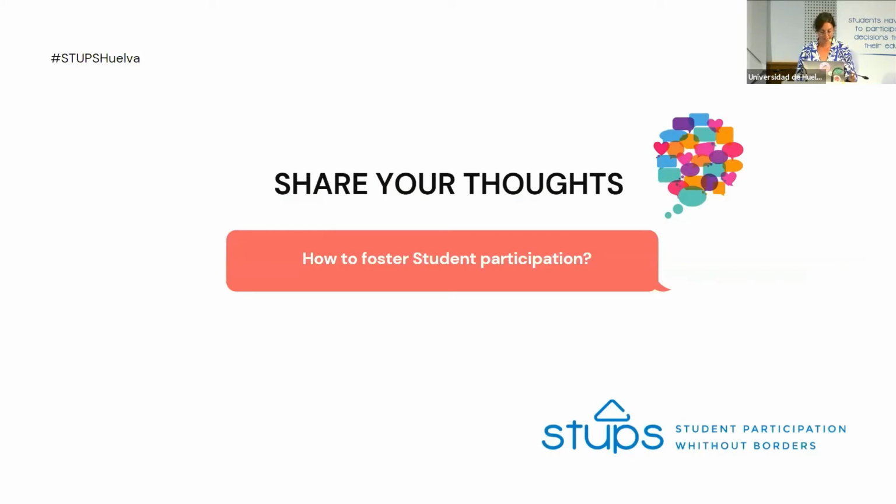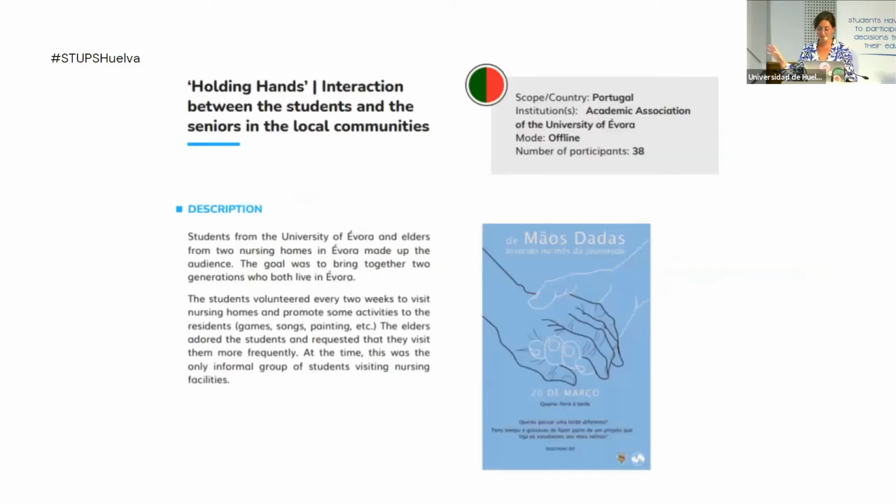So yeah, I will skip this maybe for later for the questions. Just showing you different examples for you to understand how the guide is working. You will see that we have the description of the whole practice, but we always have the title, and we have the country, the institution, the mode, because we have been making the difference between offline and online practices, of course, and how many participants were involved.